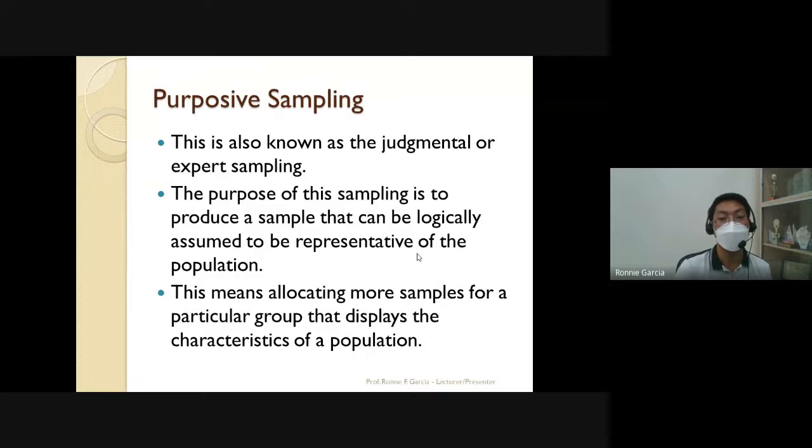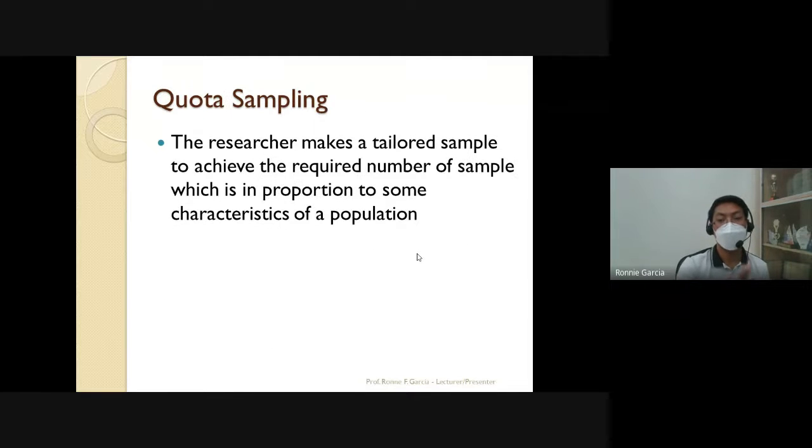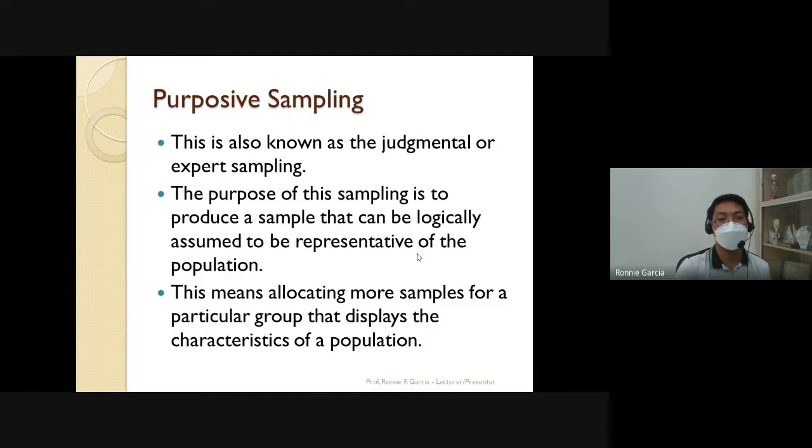So it's like you're just doing quota. You include as many as you want here, just so your research gets finished. This is not actually advice when you are doing academic research. As for purposive sampling, this is also known as judgmental or expert sampling, because you are the one choosing your respondents.